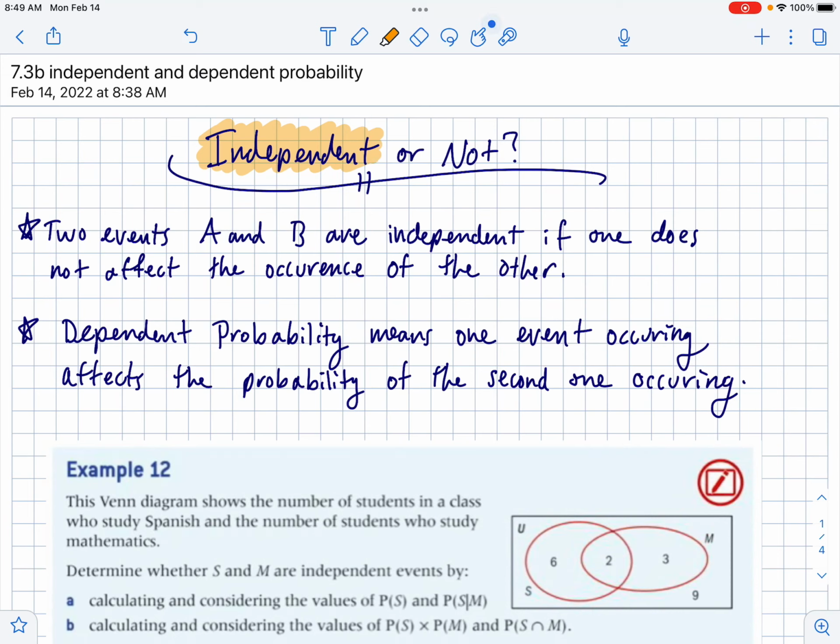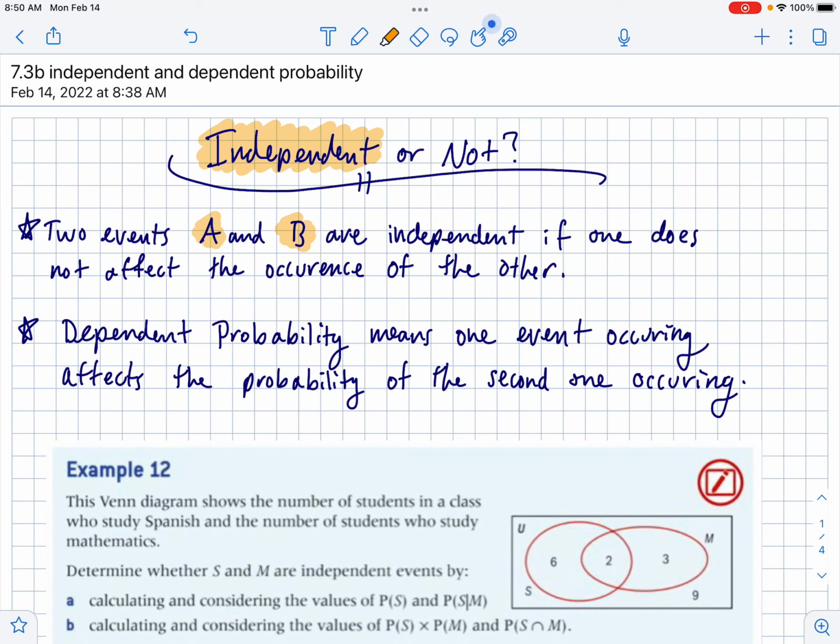The definition of when two events A and B are independent of each other is when one does not affect the occurrence of the other. This could be like, what's the probability that somebody rides a bike to school? And then the second event is, what's the probability that somebody has blonde hair? Those have nothing to do with each other. If somebody's blonde, it's not going to change the probability of them riding a bike to school. So those would be independent events.